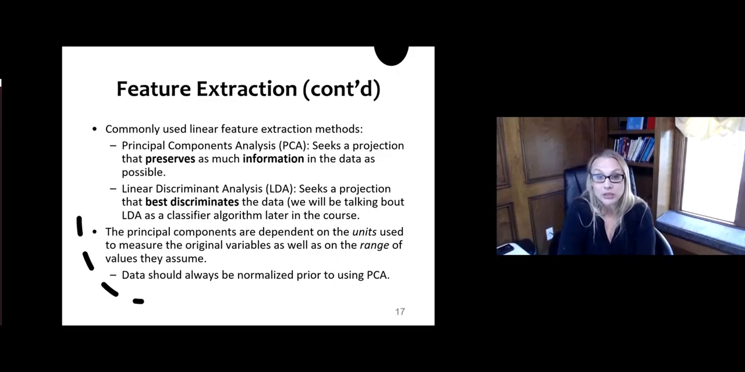The principal components are dependent upon the units used to measure the original variables, as well as on the range of values that they assume. Because of that, data should always be normalized prior to using principal component analysis. Typically when you're using software such as JMP, it will automatically do that for you. But if you're using other software packages, you need to make sure whether it does it for you or not. Sometimes you'll have to do the normalization prior to conducting your principal component analysis.